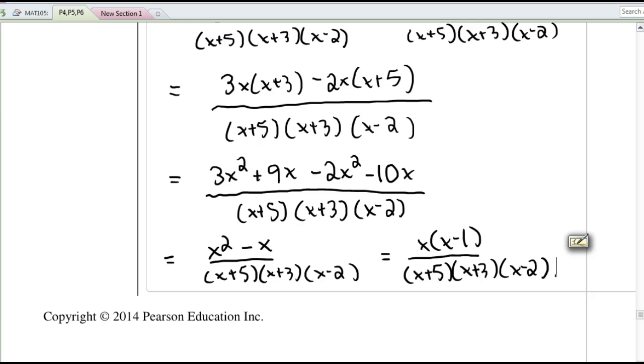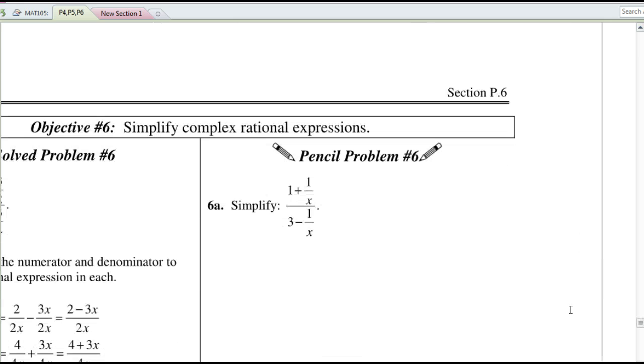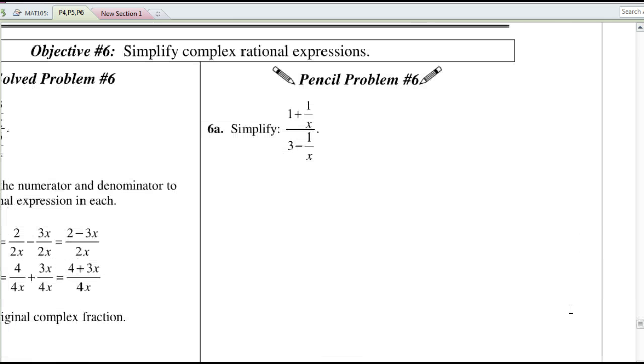Okay, alright, here we go. Two more problems left and then we are done. So let's look at some complex rational expressions. These are not as hard as they look. You've got fractions inside fractions. I know that's a really scary looking thing, but all we're going to do is first combine the top and second combine the bottom.